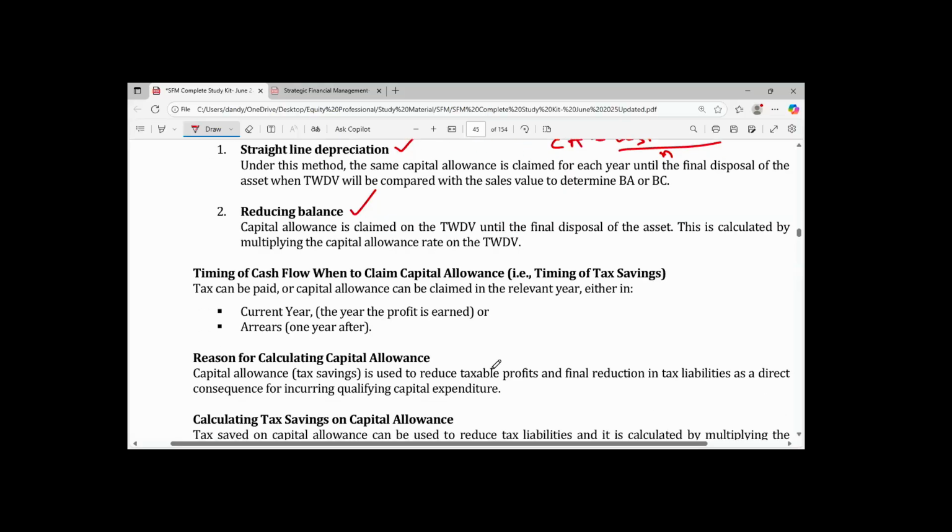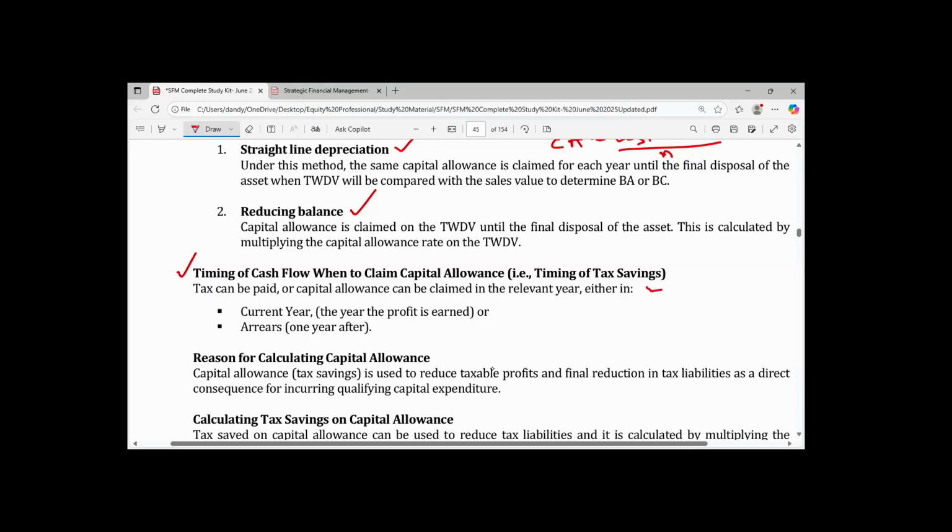Done. Yes. What about the timing? I told you earlier today, some minutes ago, that the major purpose of incorporating tax in capital investments is, one, to determine the tax liability; two, to determine the tax saved on capital allowance; then three, the timing of the cash flow. That is, when are you supposed to pay your tax, or, sorry, to claim your capital allowance.